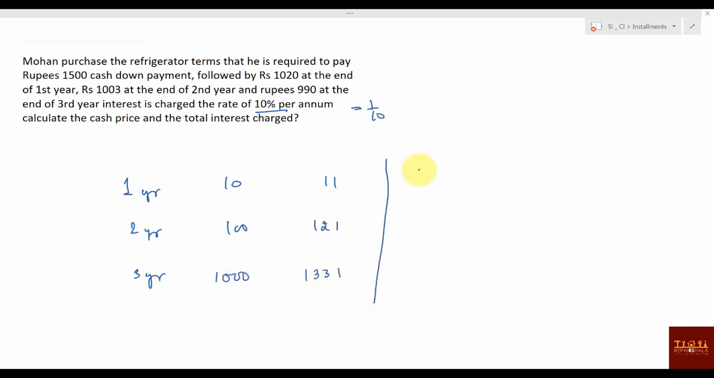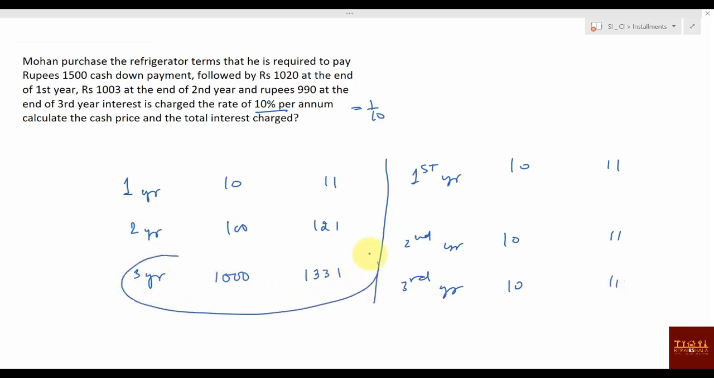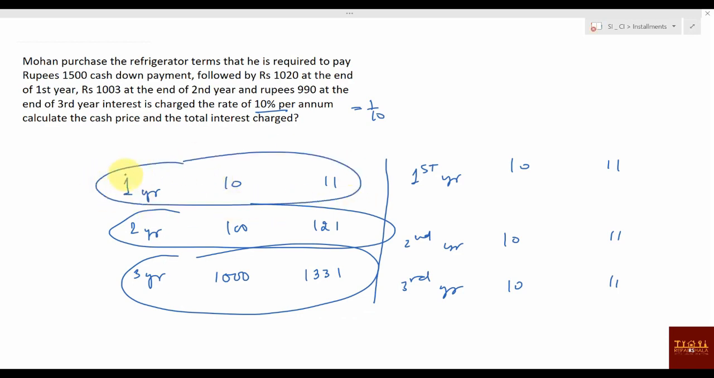Another thing I would say, first year, second year and third year. In the first year, if it is 10, it will become 11. Yes or no? In the second year also, the rate of interest is the same, no? So if your principal is 10, it will become 11. And third year also, if your principal is 10, it will become 11, because the rate of interest is not changing. This is for the whole 3 years, this is for the whole 2 years, and this is for the whole 1 year.